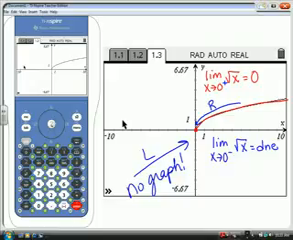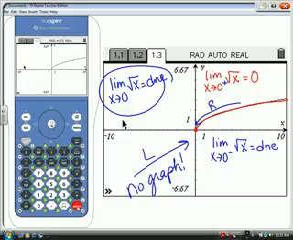Wait a minute. So since the limit doesn't exist from the left and the right, what does that mean? Since they're not the same, right? We have a limit from the right. We don't have a limit from the left, so they're not the same. That means that doesn't exist. That's why you can't do direct substitution on the square root functions when it's 0 or if the numbers are negative.